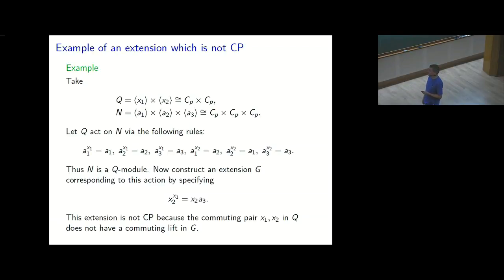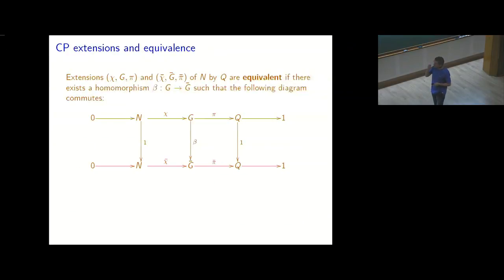And this extension is not CP because you have a commuting pair in the quotient, and then if you lift it up, you cannot lift it to a commuting pair, to a pair of elements which commute. Okay, so what about, well, now we can play, since we have a special kind of extension, right?